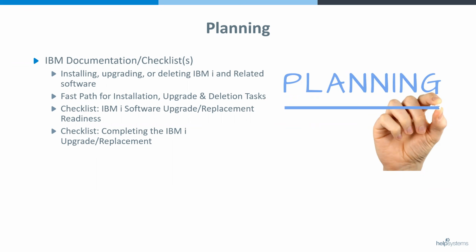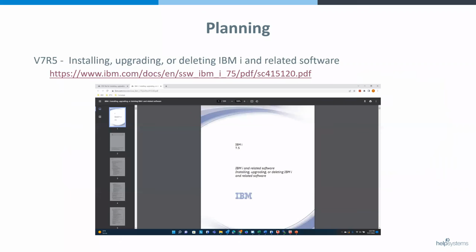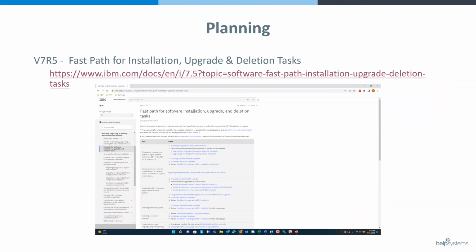From an IBM documentation perspective, again, there's the installing, upgrading, or deleting IBM i software document that we've already talked about. So again, this will be the overall process required in order to do the upgrade. There's also a fast path for installation, which is a more condensed, task and step oriented document that will help or facilitate that upgrade and planning.